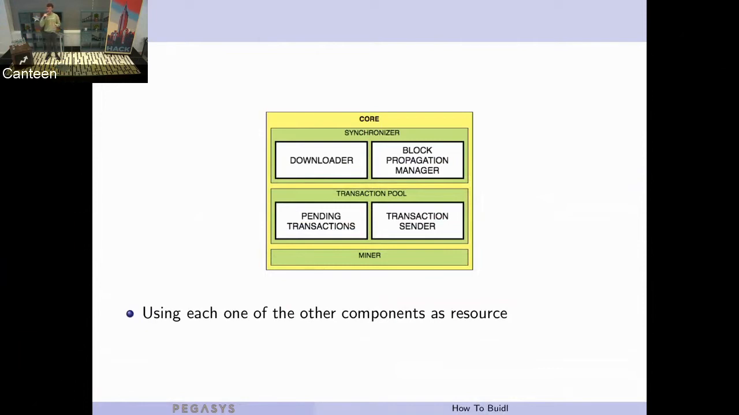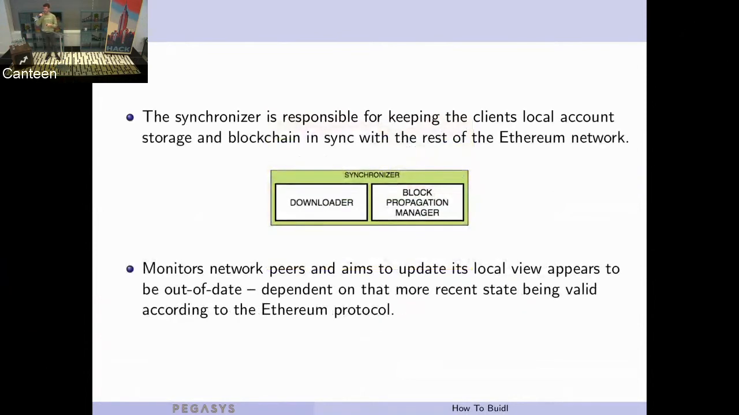Basically, it's more of minting blocks. And so the main things that it does, though, are the Synchronizer and the block propagation manager. These both have two different components, which we can talk about in more detail. Okay, so Synchronizer has this downloader and block propagation manager. You can think of Synchronizer as the heart of the machine because it's ensuring that the data that you receive from the network is consistent with the data that you're persisting to disk.